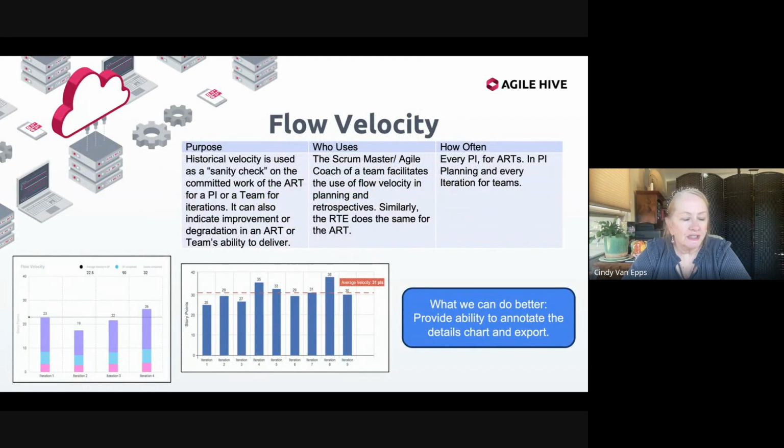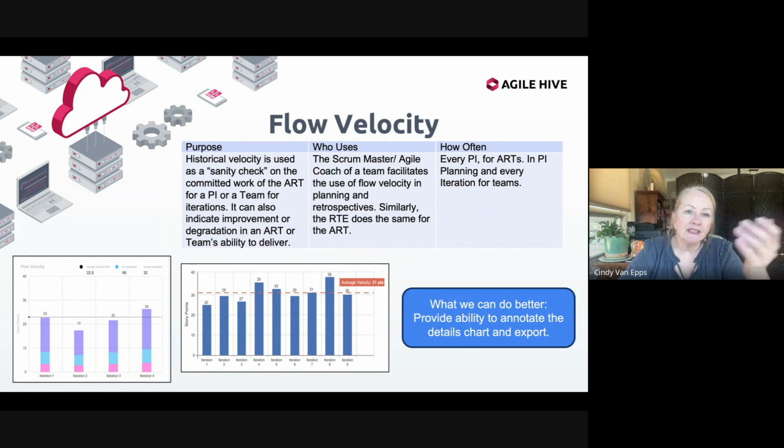Moving on to our third of 6, flow velocity. This historical velocity, again, has been around since probably Scrum started. Let's talk about our velocity over the last 5 sprints. And Agile Hive DC and the up-and-coming charts in Agile Hive Cloud will show us the average velocity over previous time boxes. And how do we use that?